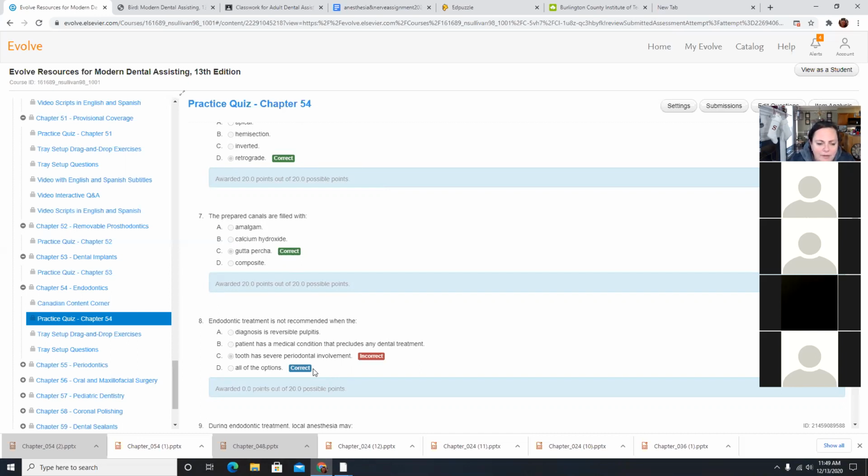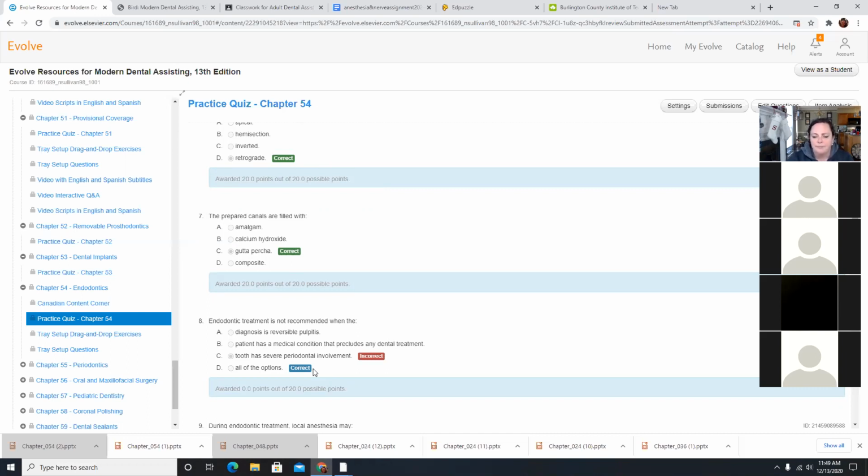Oh, I read this question wrong. Endodontic treatment is not recommended when, oh, right, we wouldn't want to do endodontic treatment if it's reversible pulpitis. We wouldn't want to do it if the patient has a medical condition, and we wouldn't want to do it if they had severe periodontal involvement. So I apologize. That's my fault. I read this question wrong. So the answer is, and I think one of you answered this way, all the options. So we wouldn't want to do it if the tooth has severe periodontal involvement.